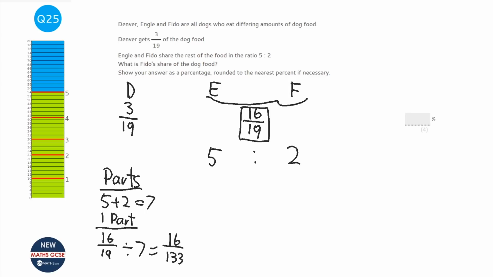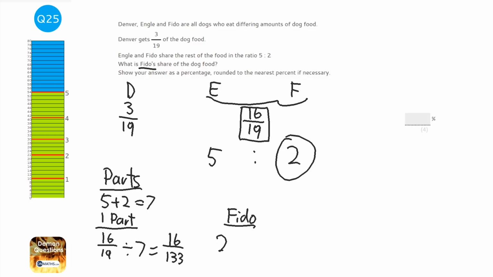Now it says, show what is Fido's share. So we're looking for Fido's share. Now Fido gets 2 lots of that. So looking for Fido, he gets 2 lots of that fraction. So I'm going to times that by 2 on the calculator, which is 32 over 133.